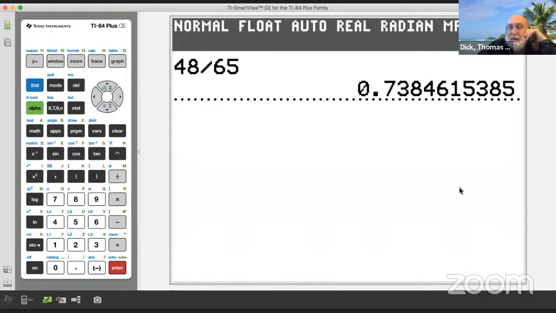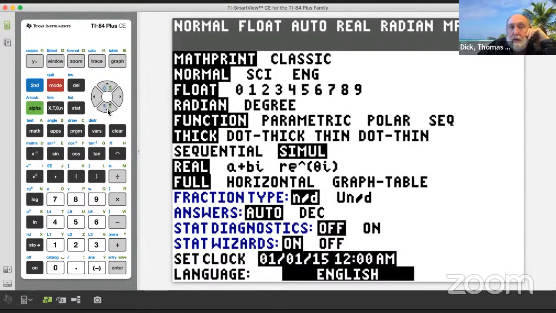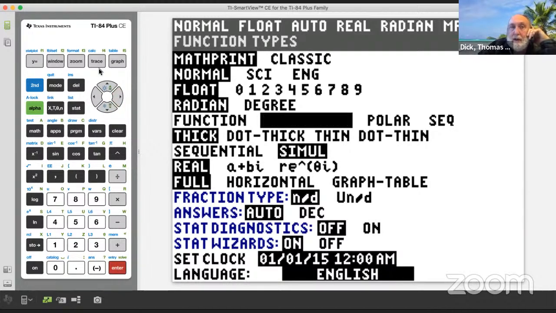All right, so I'm going to go back to the 84. This was for parametric. I did want to show something that people might, if they're using the 84 for parametric, something they may want to try. So I'm going to go to mode, and we probably spend 95% of our time in the function plotter, but we're going to go down here and change this to parametric.